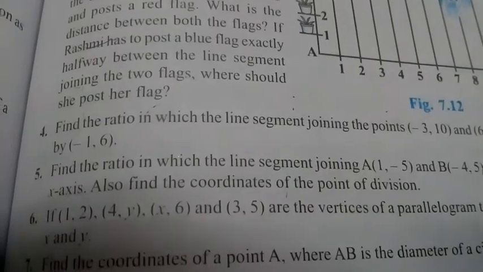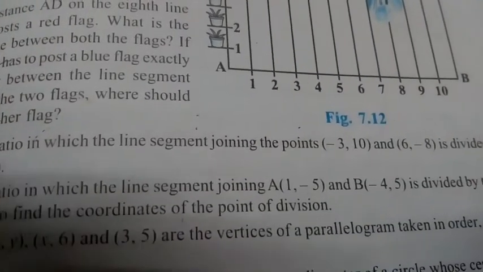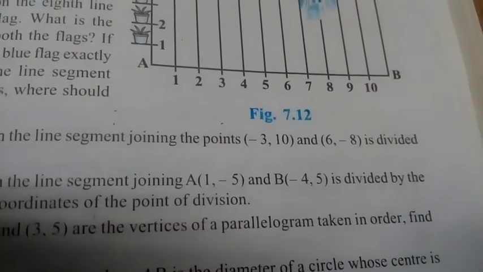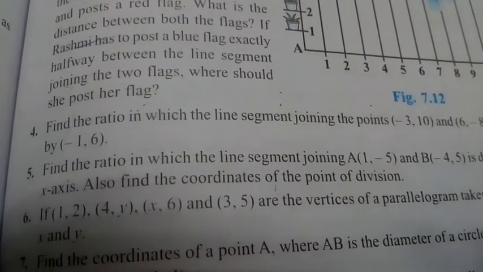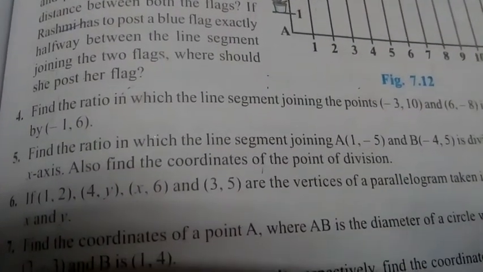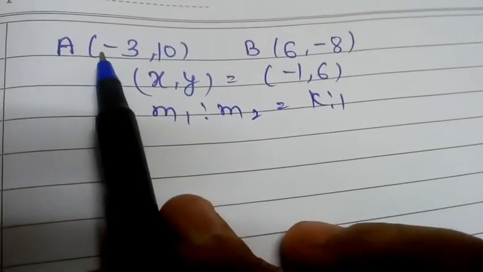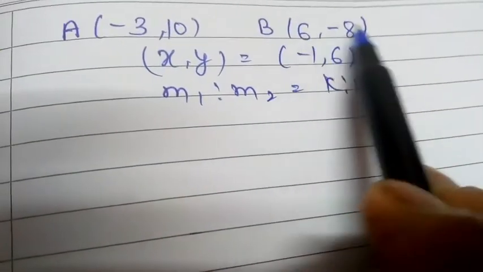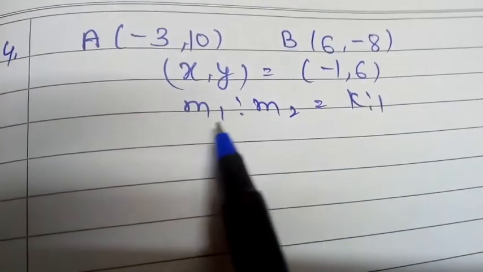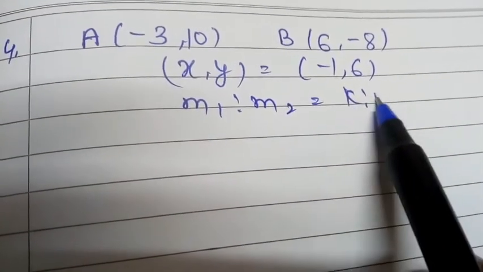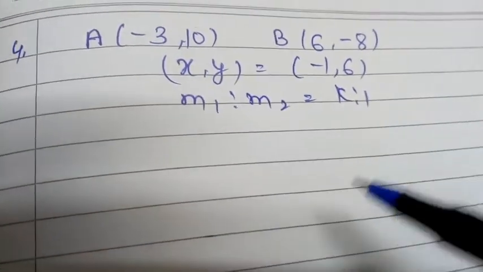Find the ratio in which the line segment joining the points (-3, 10) and (6, -8) is divided by (-1, 6). This is the question. A is (-3, 10), B is (6, -8), and the coordinates of the point are (-1, 6). Let the ratio m1 to m2 be k is to 1. We have to find k.